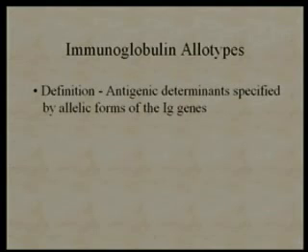And again, here's our nice dictionary definition. They're antigenic determinants specified by allelic forms of the immunoglobulin genes. All right, so what does that mean? I like to do this one by analogy. Every one of us in this room has hemoglobin. I hope. Okay, so we all have hemoglobin.